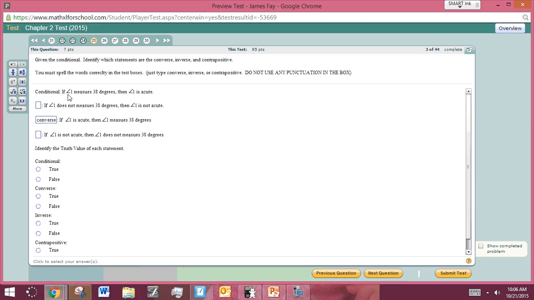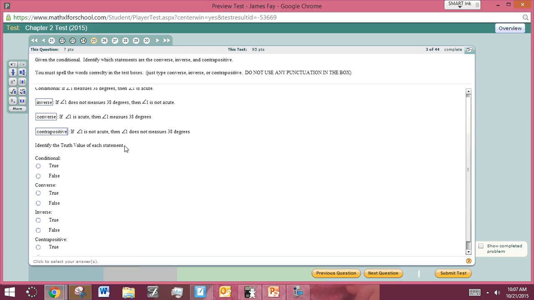So if angle 1 does not measure 38, then angle 1 is not acute. That's going to be the inverse. And then my only option here would be that this is the contrapositive. And you notice that is the combination of the inverse and the converse on my conditional statement.